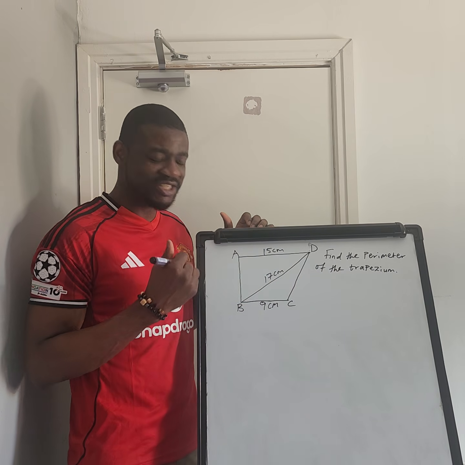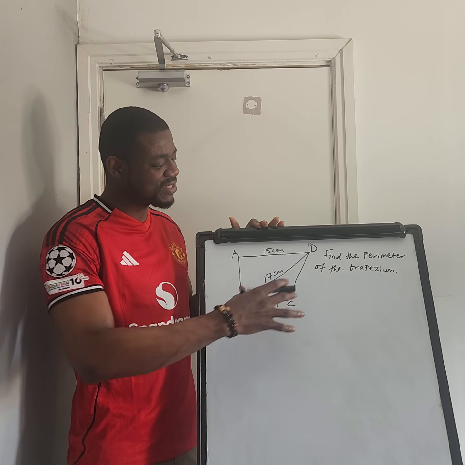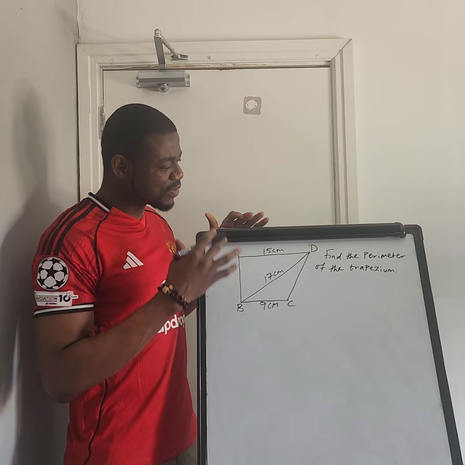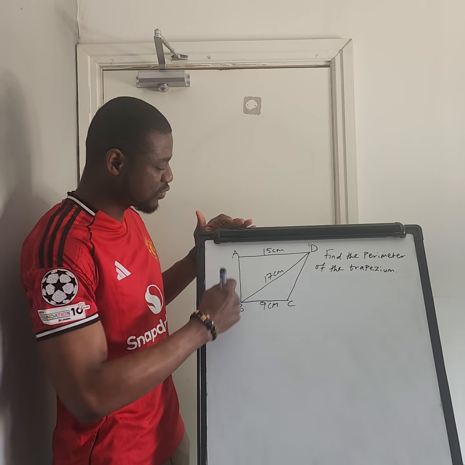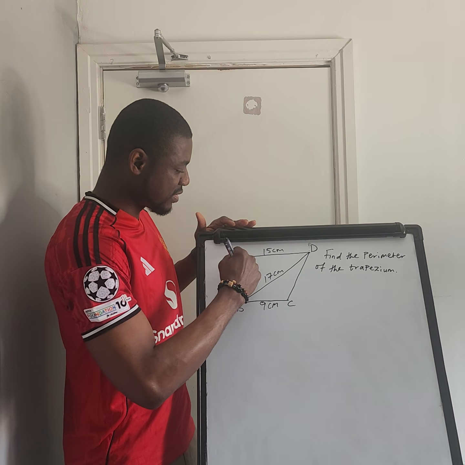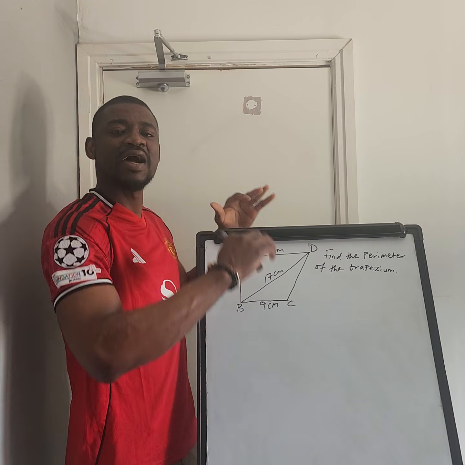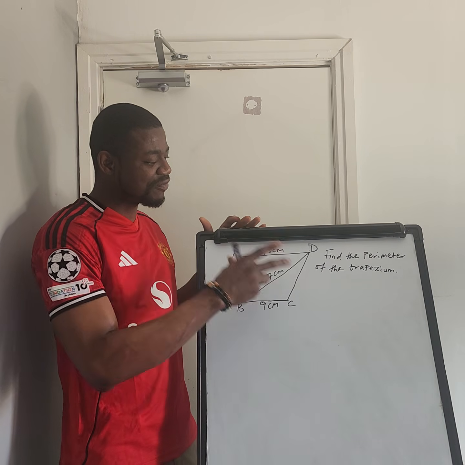You have been given this shape and then you are asked to find the perimeter. So this is a trapezium and you are asked to find the perimeter. Perimeter actually means the total boundary of the shape. So we need to know the length of AB, the length of BC, the length of AD, and the length of DC. Then we add these lengths together and that becomes the perimeter of this shape.